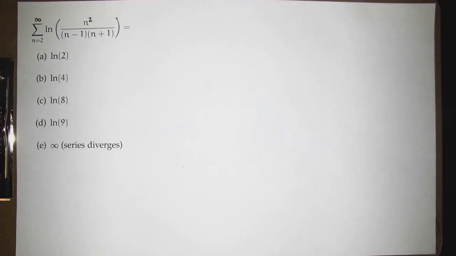And we have our warm-up problem. Here we have a sum. The sum from n equals 2 to infinity of natural log of n squared over n minus 1 times n plus 1. And there's some options. Log 2, log 4, log 8, log 9. Or, of course, maybe the sum doesn't converge, in which case we say it diverges.